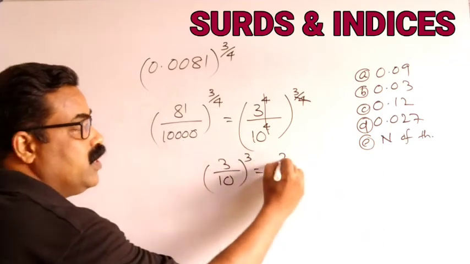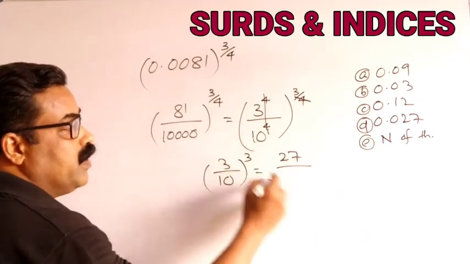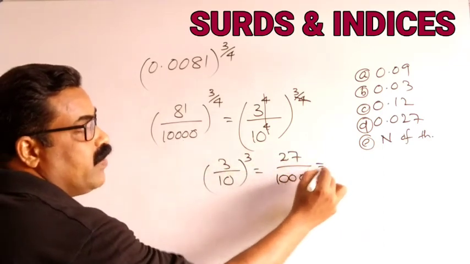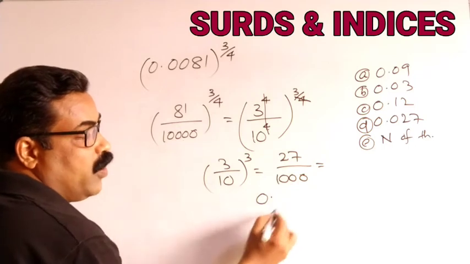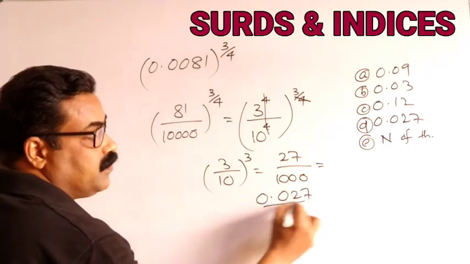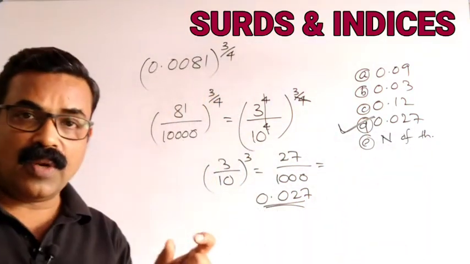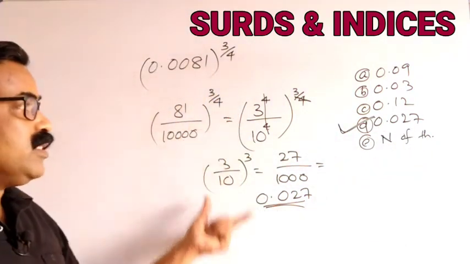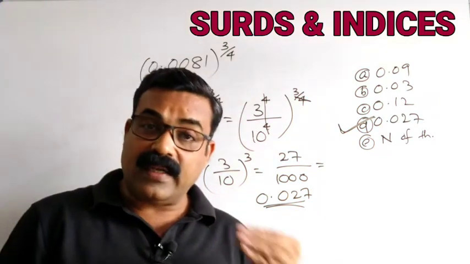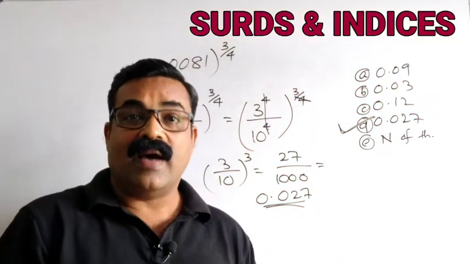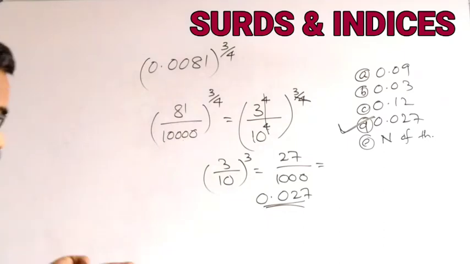3 cube is 27. 10 cube is 1000. So my final answer will be equal to what? 0.027. So accordingly I can mark this as the correct answer, 0.027. So solve this type of questions fast. Practice with more and more questions and increase your speed. Kindly note it. Then we'll go to the next type of question.